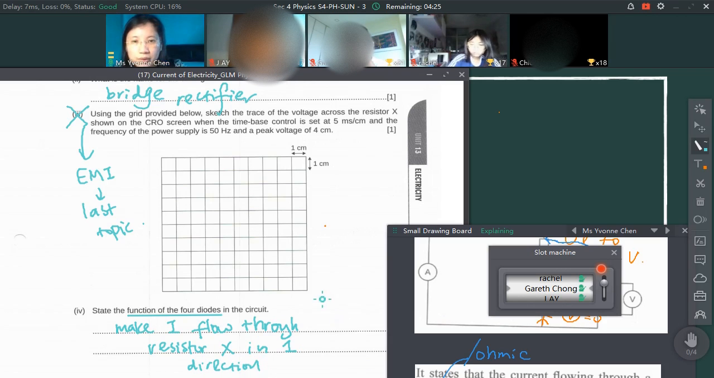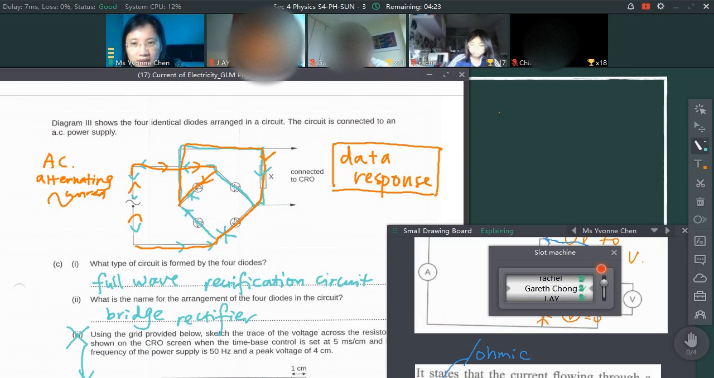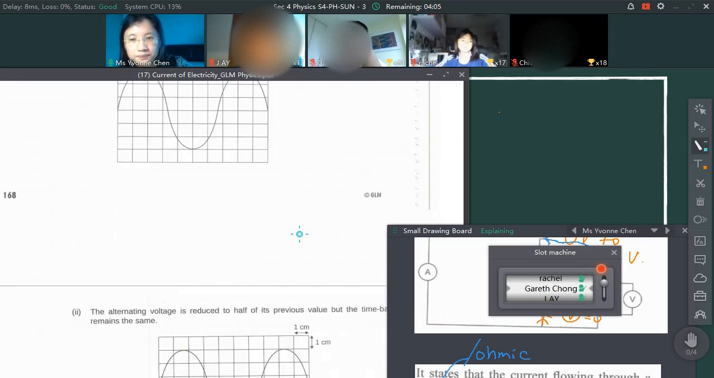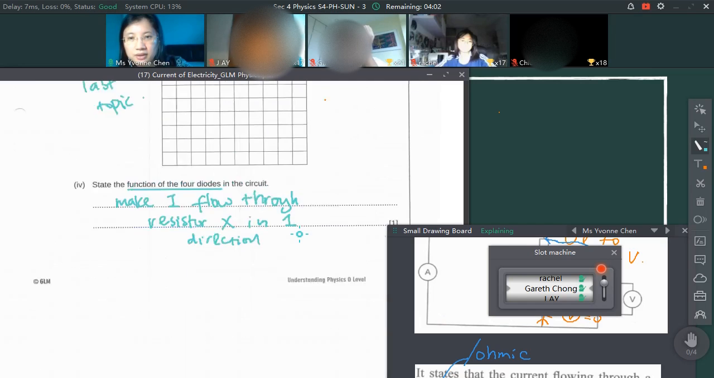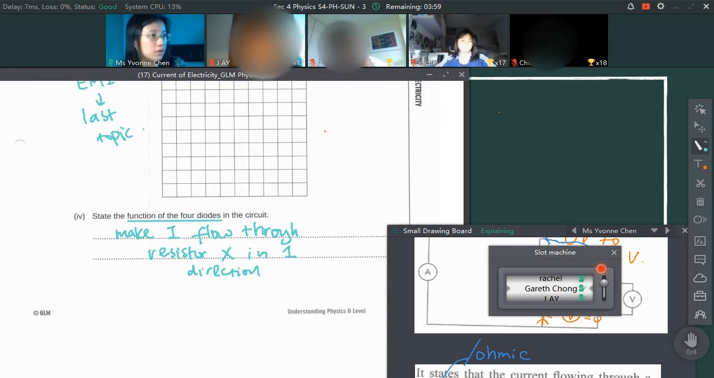Sorry, I go back to the previous part. Do you see? No matter which direction the current flows from the source, it is always from top going down. Blue color or orange color, both cases, the current actually flows from top to bottom. That's what we mean by flow in one direction only. So therefore, this is the answer that you can write down: make current flow through the resistor X in one direction.